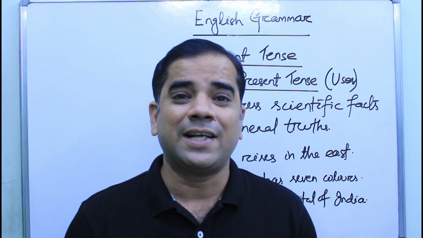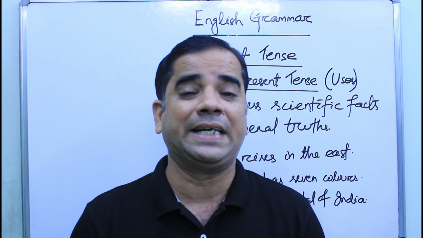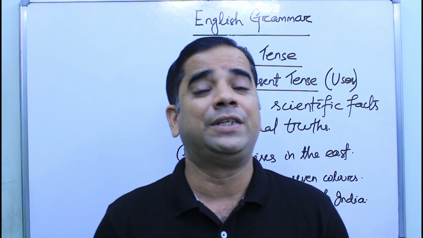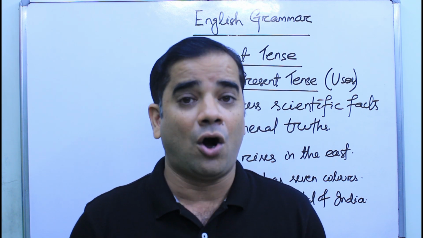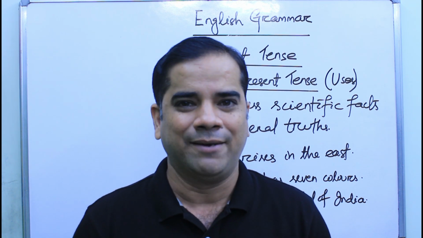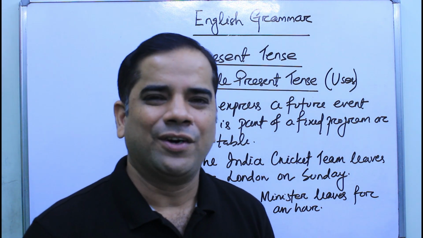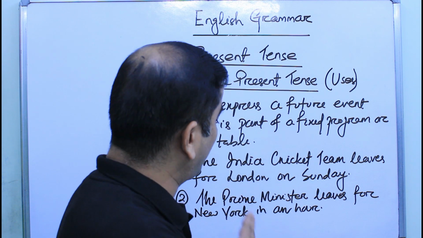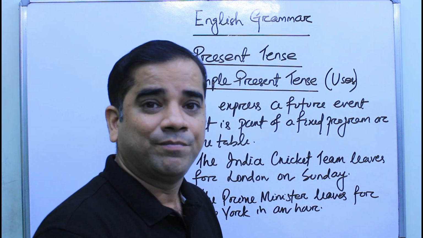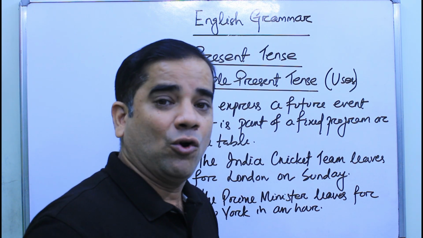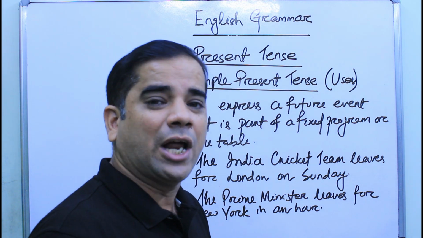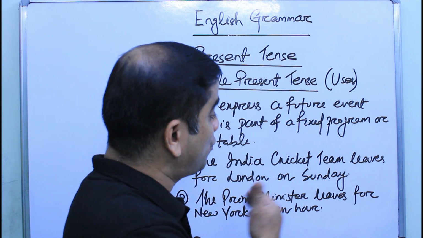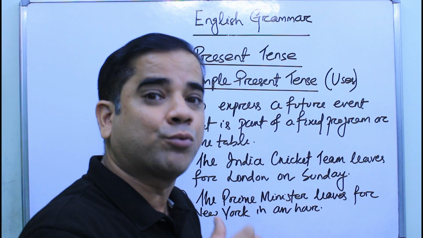Okay, so let us now discuss how simple present tense is used to express an action which is part of a fixed program or a timetable. Okay, students, let us discuss these examples. The Indian cricket team leaves for London on Sunday. The Indian cricket team might be going to participate in a tournament which is going to be held in London. So their movement is part of a fixed program.